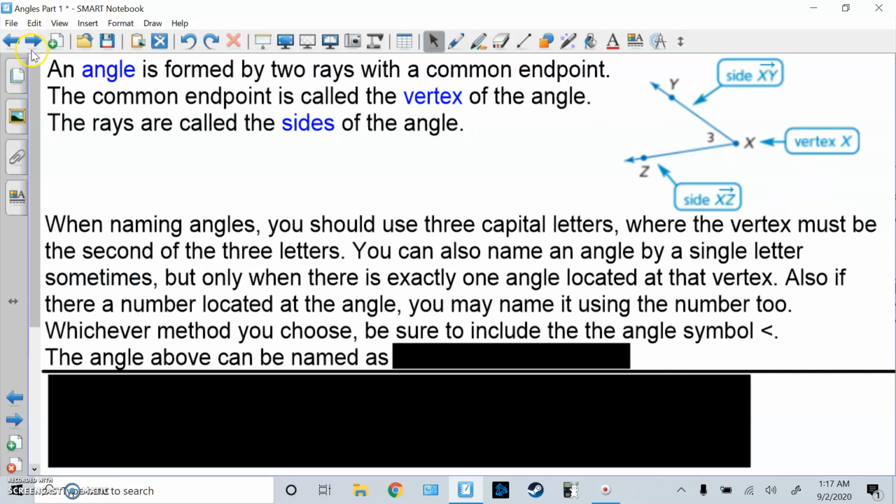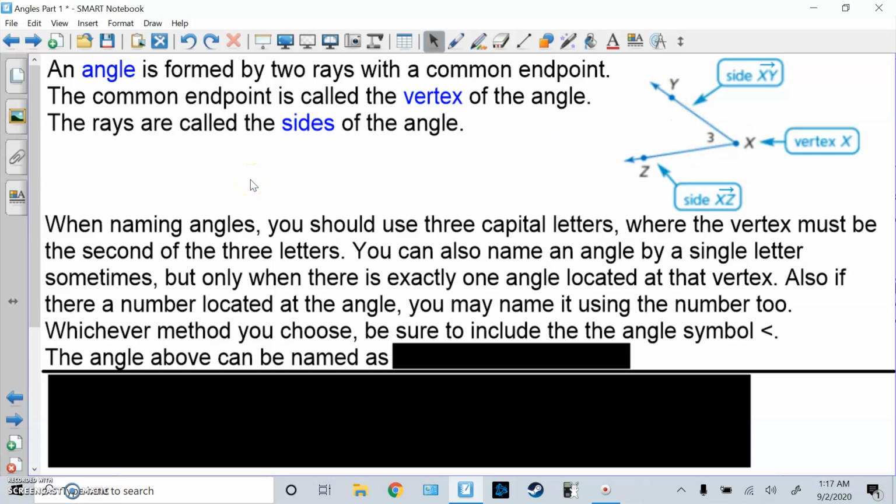So an angle is formed by two rays with a common endpoint. So here's a picture of an angle. The common endpoint is called the vertex of the angle. So here's the common endpoint. These two rays share the starting point X, because it goes X to Y, X to Z. Then the rays themselves are called sides of the angle. So this angle has two sides, this bottom side and this top side.